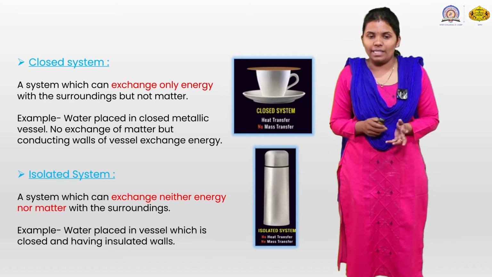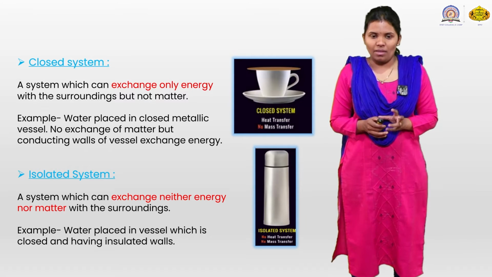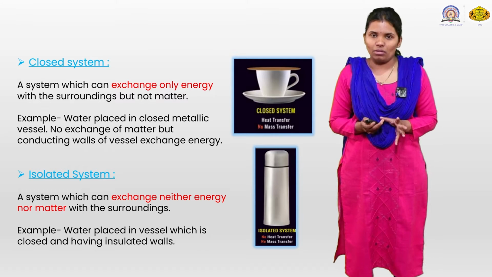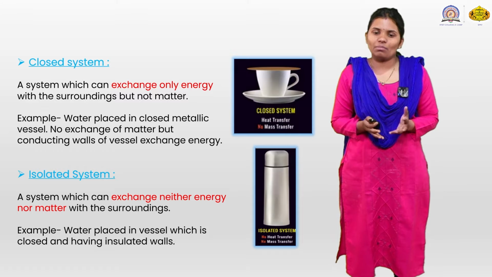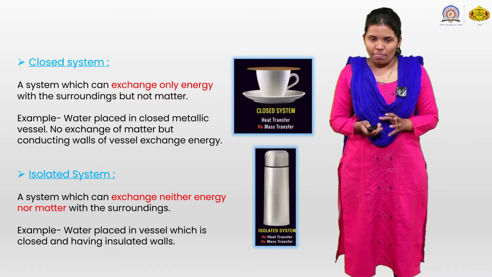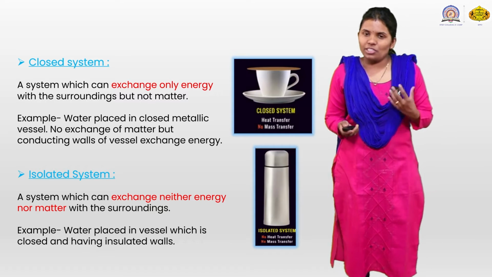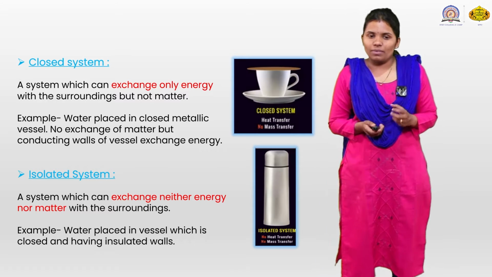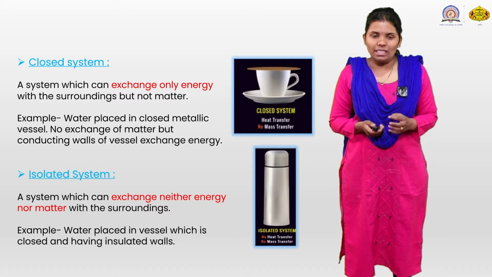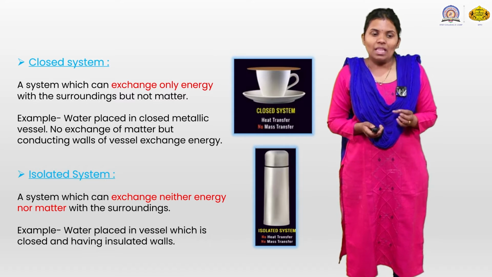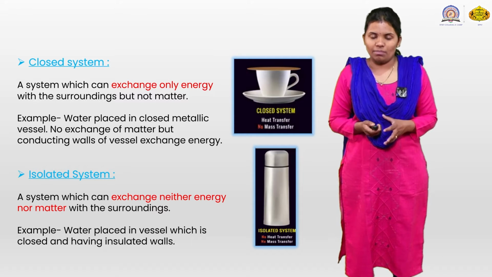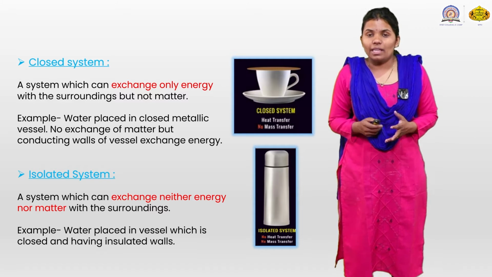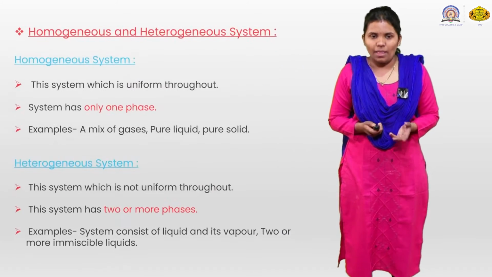nor matter, called an isolated system. Water placed in a closed vessel having an insulated wall, like a thermos flask, is the example for the isolated system. A closed system only exchanges energy but not matter. A closed vessel or a closed cup of tea is the example for the closed system. And the next is the isolated system that exchanges neither energy nor matter. Here I can take the example of a thermos flask.